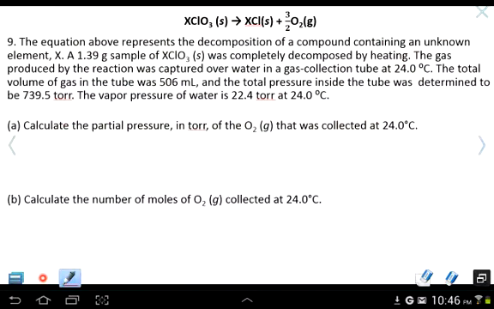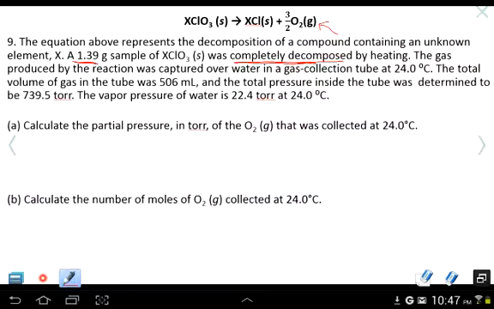Let's finish up with a quantitative question, one that's related to lab. This one's going to be a little in-depth, so let's make sure we can do this. The equation above represents the decomposition of a compound containing an unknown element, X, and we have a mass of the compound, 1.39 grams, that's decomposed completely by heating. So all of it will become gas. Notice our gas is the oxygen gas.